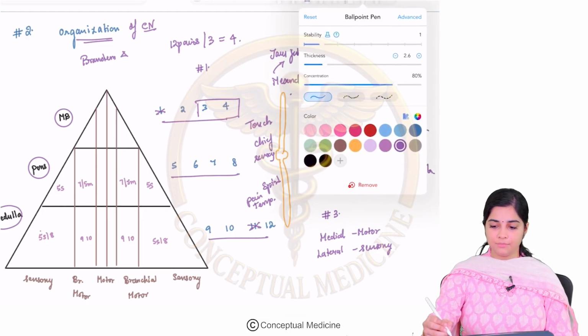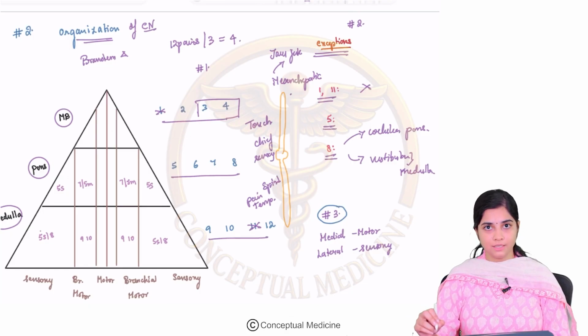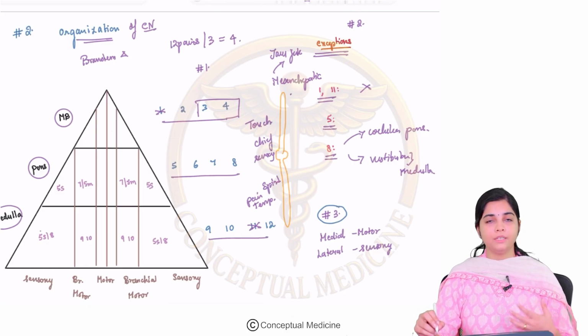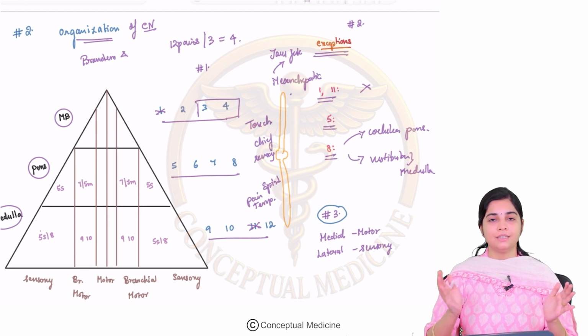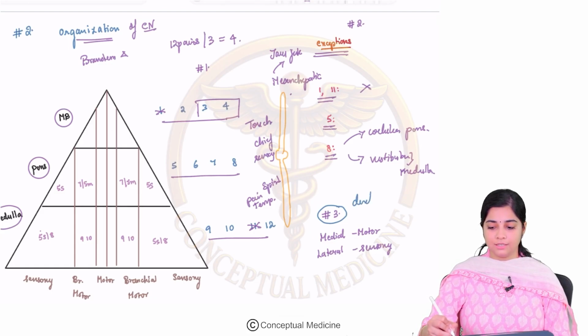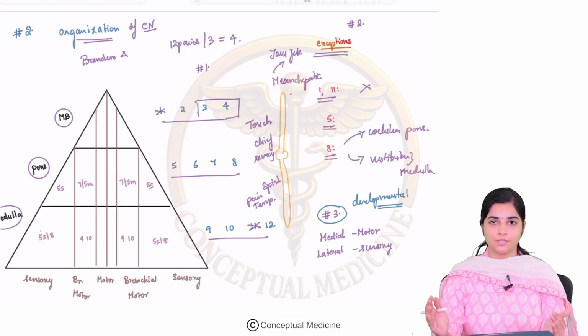Now, concept number 3. Okay, concept number 3, again a very important concept. Remember that when you have an embryological development, so developmentally itself, the motor structures are present more medially and the sensory structures are present more laterally. So this is a developmental feature. Motor structures are present more medially and your sensory structures are present more laterally, right?